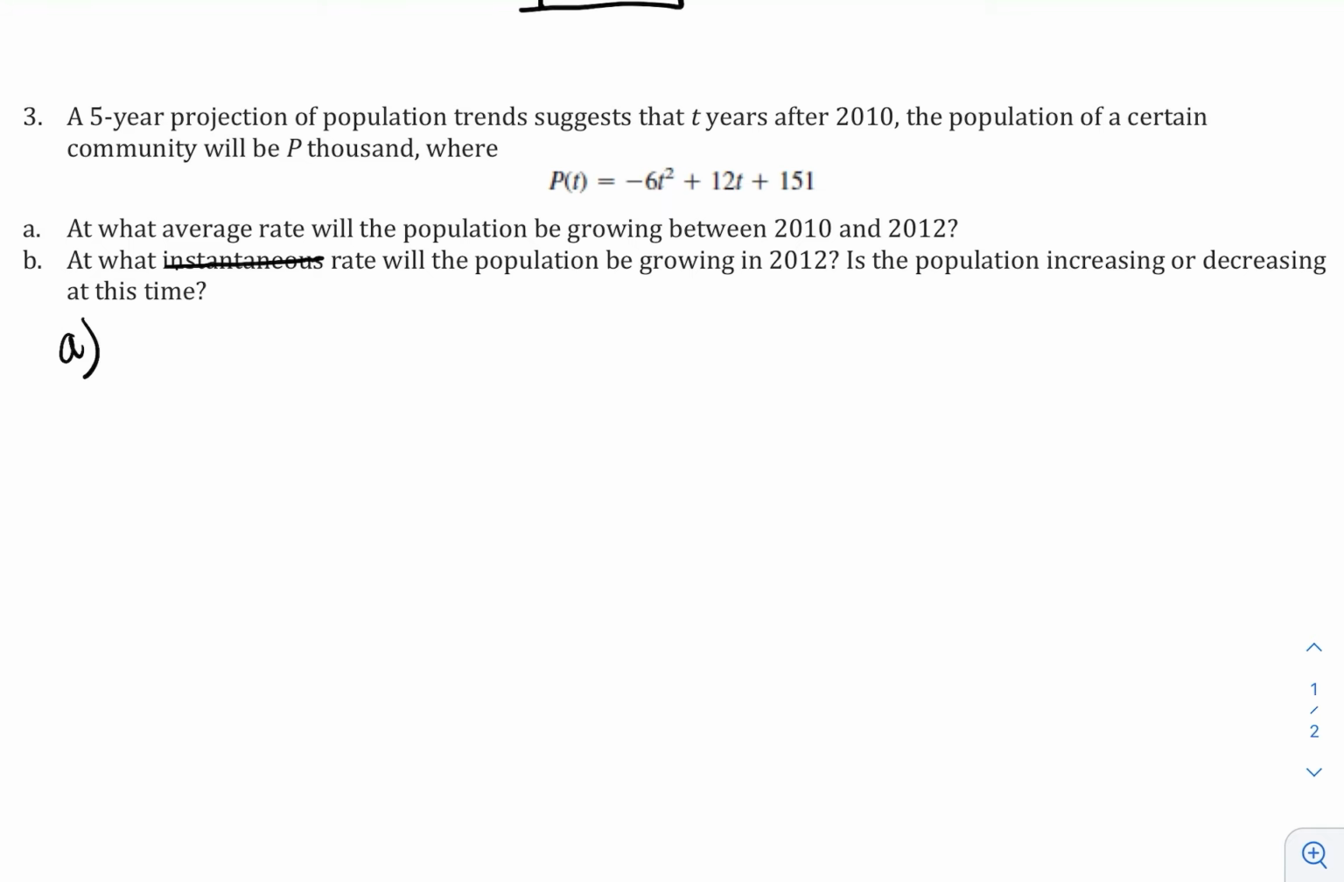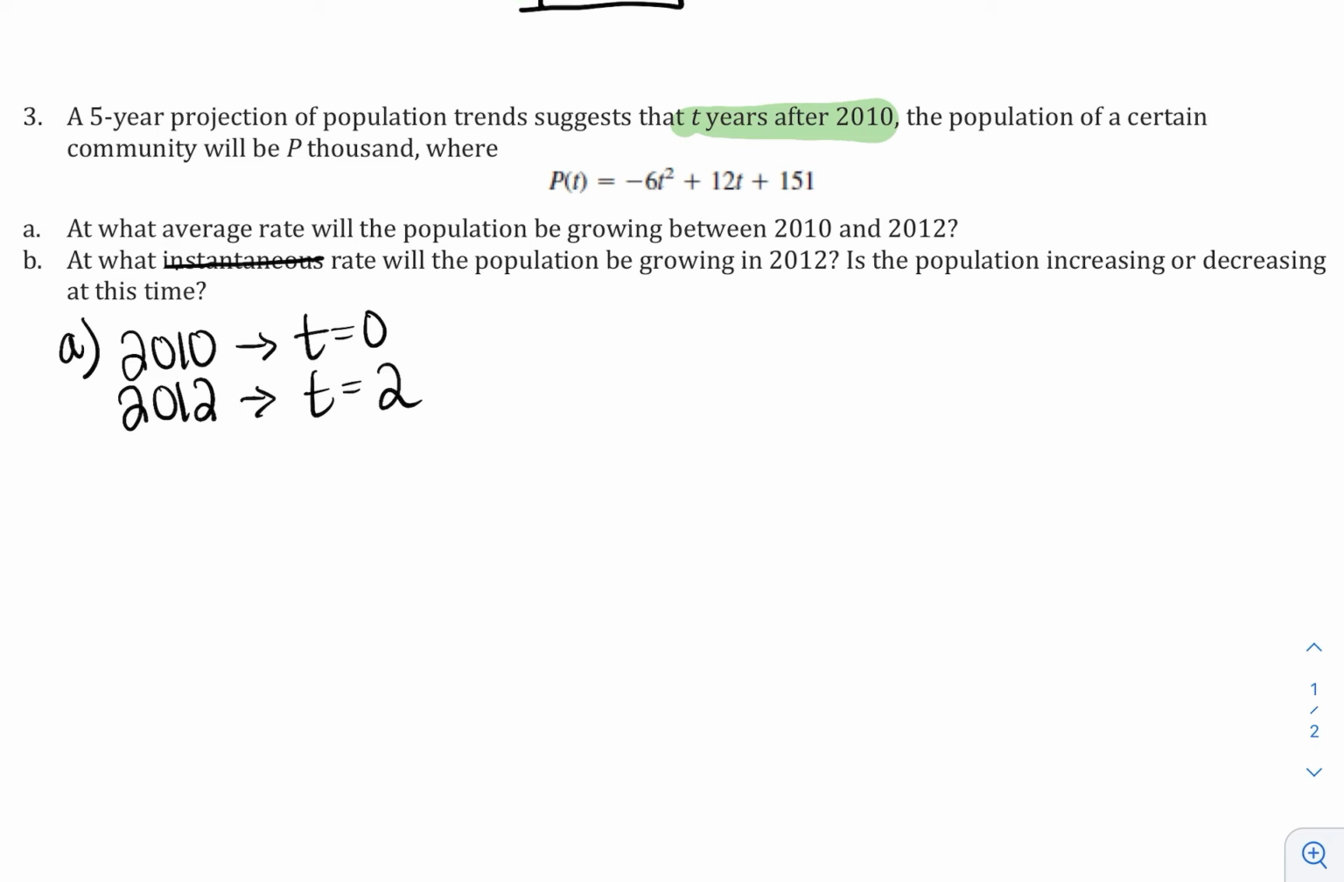So we have that we're going from 2010 to 2012. Now it tells us that t is the amount of years after 2010. So in 2010, that means that t is 0. And in 2012, that means that t is equal to 2. So to find average rate, we need the difference in y's over the difference in x's.